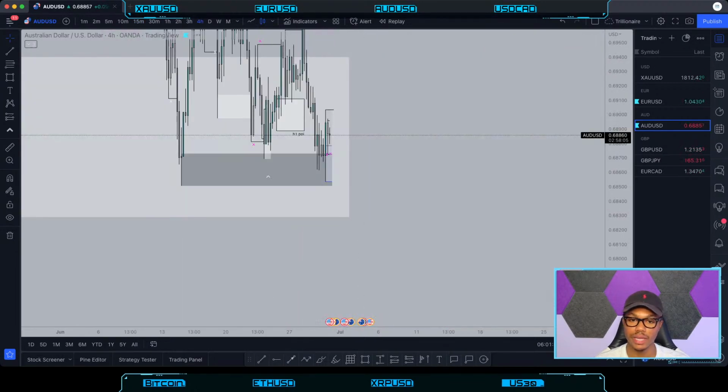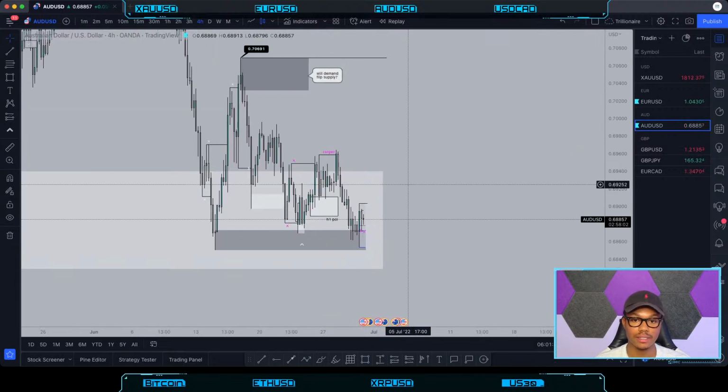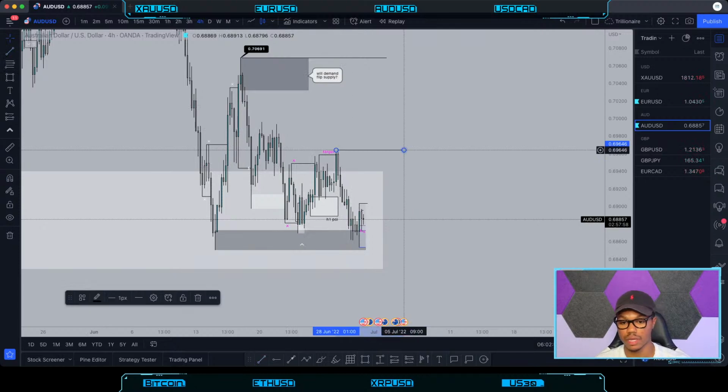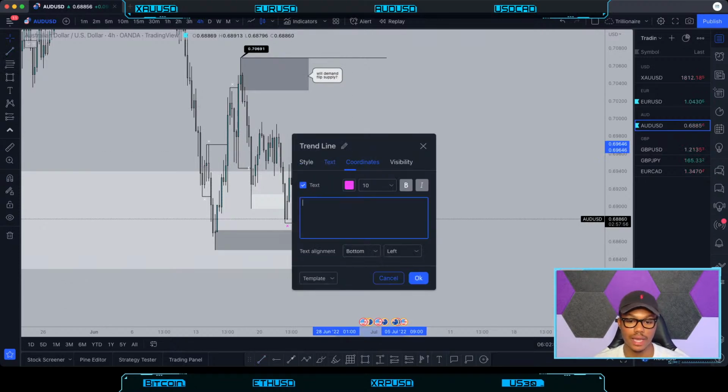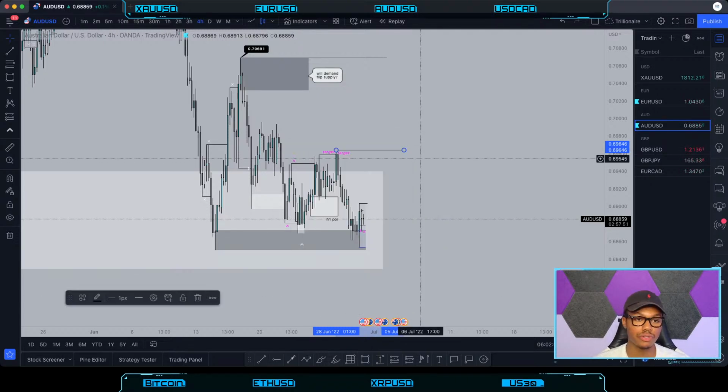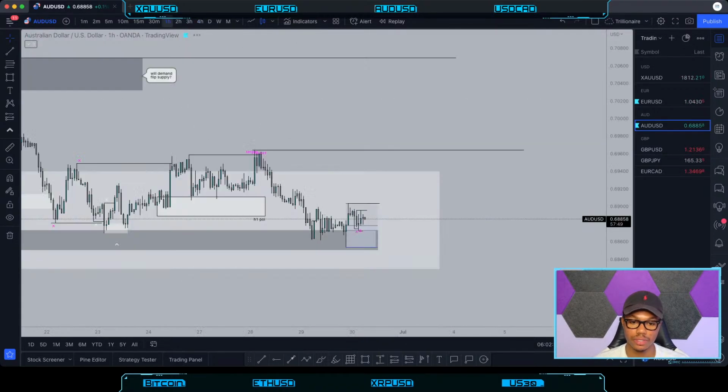Now, where's my target? It's a steep target, guys. It's a very, very steep target. The first target is going to be this region here. This will be for day trading more than likely, even though it's based on the H4 time frame. If we do go to the H1, we'll be able to see that.